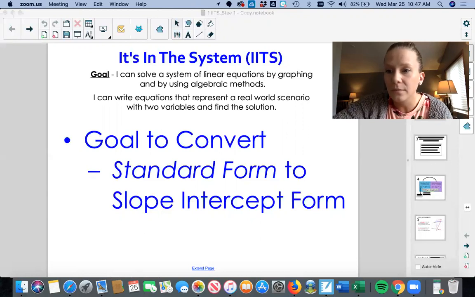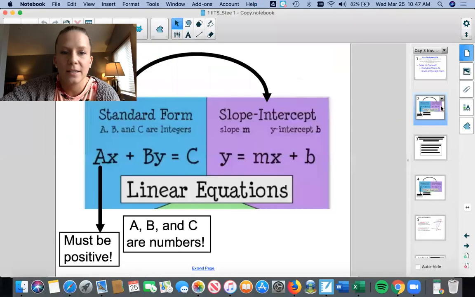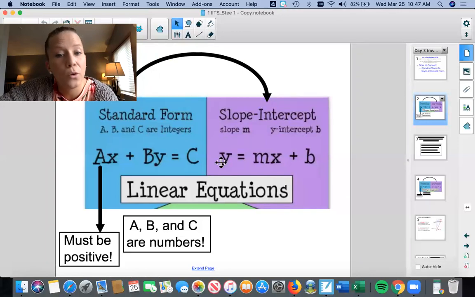So if I move my face over here, here is what we're going to do. If you notice on our screen here, I'm going to move my mouse around so you can see, we have our slope-intercept form, which is what we are most used to, y equals mx plus b. Both of these are going to form straight lines on a graph, but standard form looks a little different.